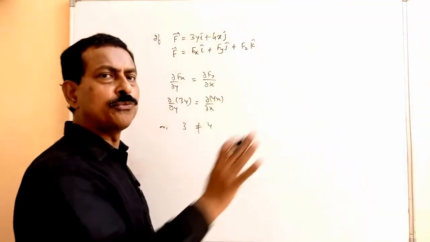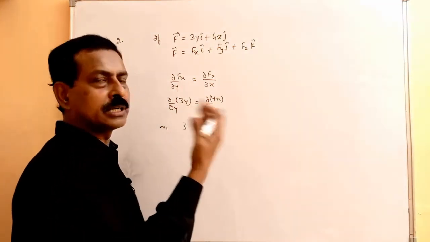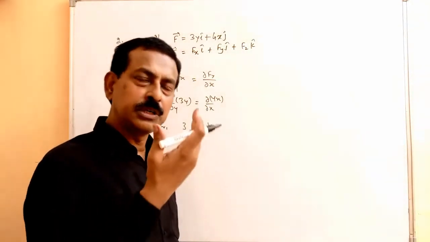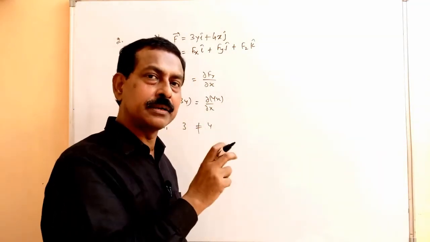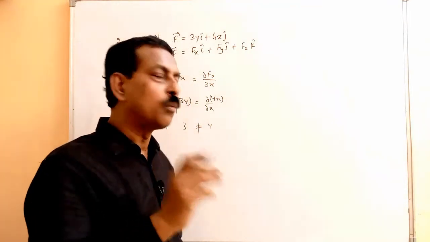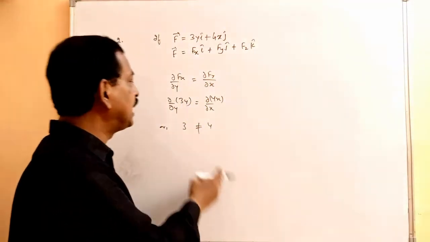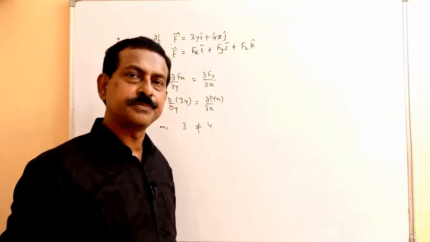No need to go further, because if one pair is not equal, definitely the other pairs we need not check. All the 3 pairs which we have taken must be individually equal, as we have seen in the expression. So in that case, this is an expression for non-conservative force.